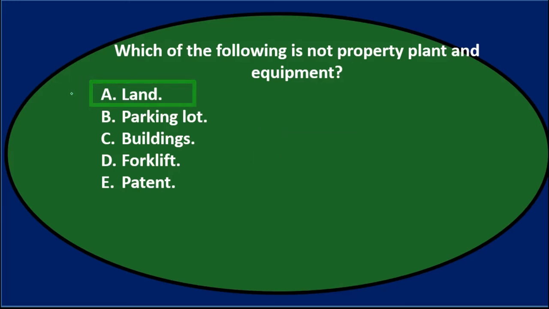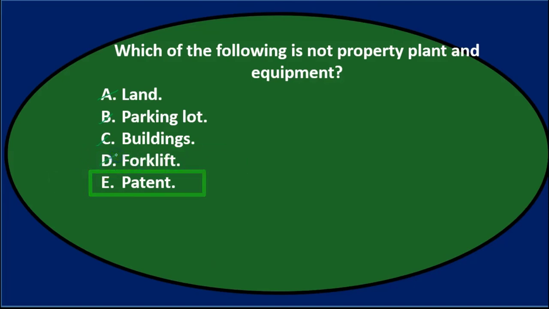So first, we have land. Now you might think land might not seem right, but it is. It's part of property, plant, and equipment. It's a bit unusual in that we don't depreciate it, but it still is included in property, plant, and equipment. Parking lot is part of property, plant, and equipment. A building is part of property, plant, and equipment. A forklift, if used in normal business operations, would be equipment that would be included.